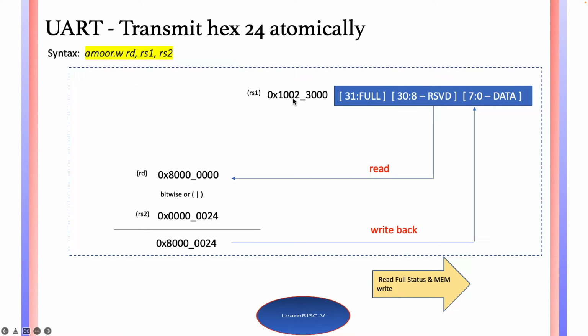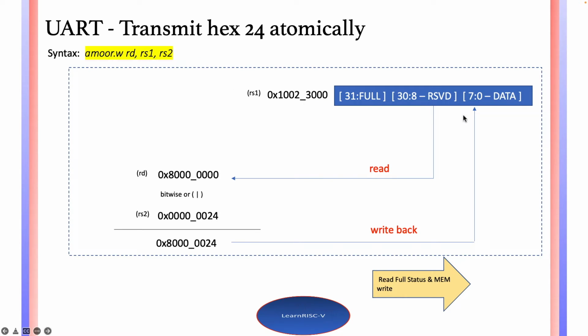the memory mapped address of the TX register in RS1, and RS2 with the value that has to be transmitted, let's say that we want to transmit hex 24 through UART TX, and that value is in RS2. So what would this instruction do? This RD, you can choose one of the registers.